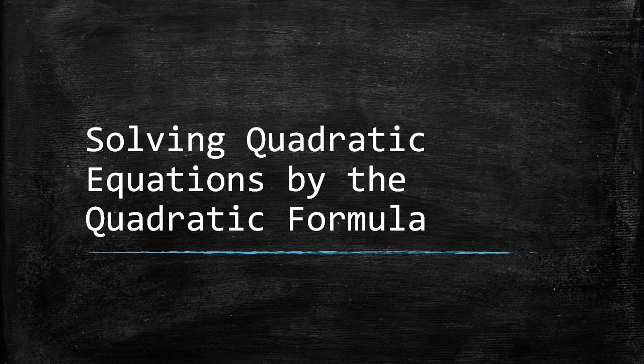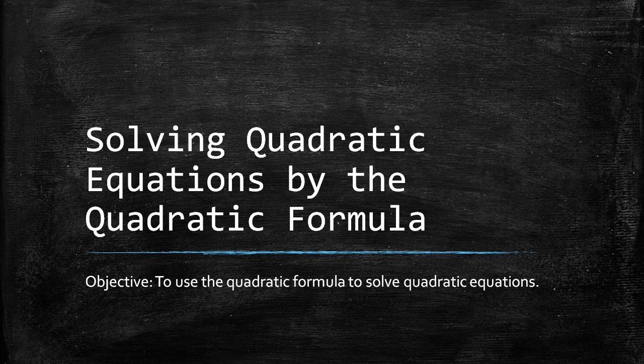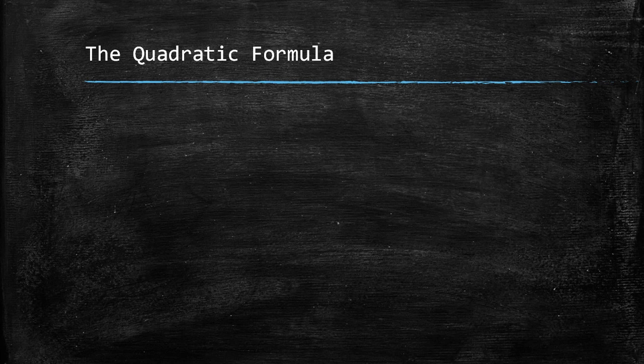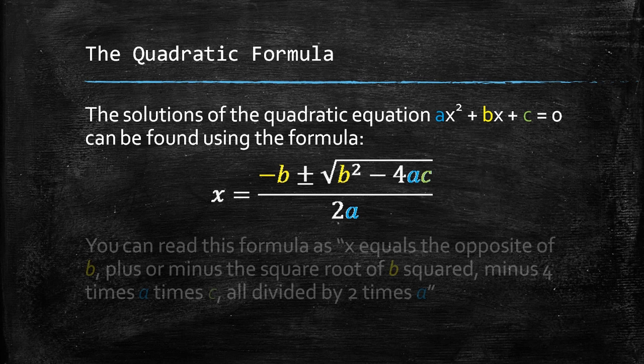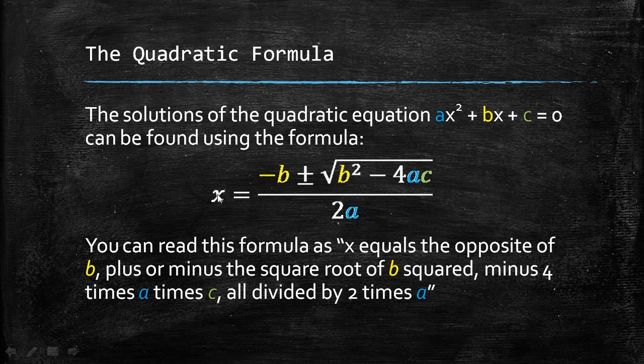Solving quadratic equations by the quadratic formula. Our objective is to use the quadratic formula to solve quadratic equations. The quadratic formula, what is it? The solutions of the quadratic equation ax squared plus bx plus c equals 0 can be found by using the following formula. You can read this formula as x equals the opposite of b plus or minus the square root of b squared minus 4 times a times c, all divided by 2 times a.